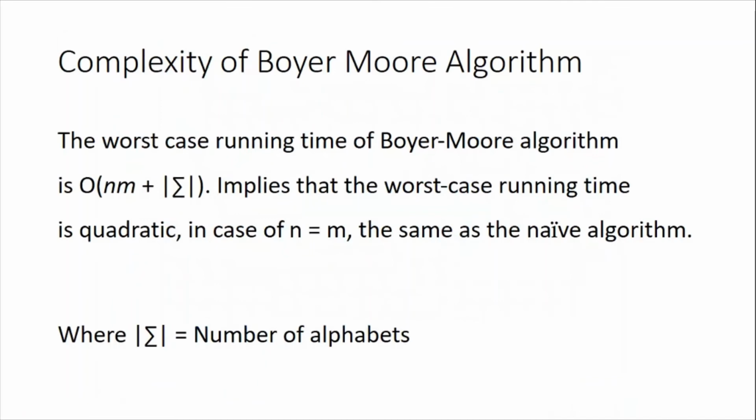Now, in calculating the complexity of the Boyer-Moore algorithm, the worst case running time is O of nm plus sigma. Sigma over here is the number of alphabets that are present inside the main string.